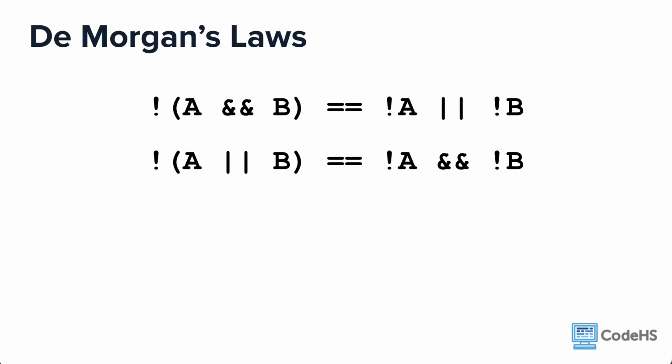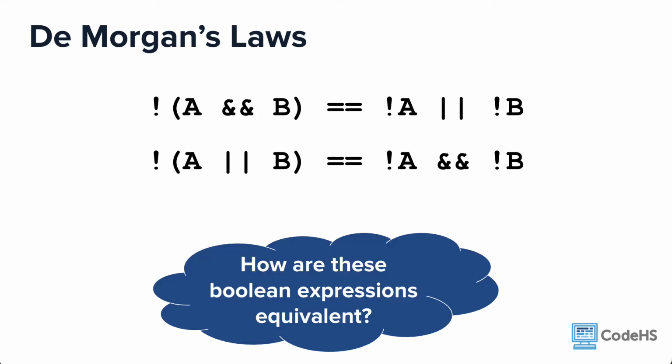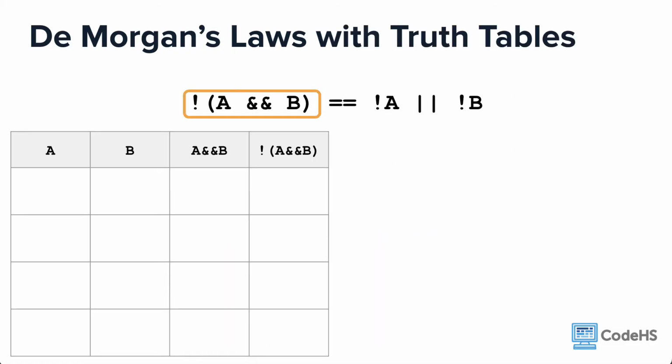When looking at these statements, it's not obvious that these statements are equivalent. You may be wondering, how are these Boolean expressions equivalent? You can use a truth table to prove these expressions are. The left side will focus on not (A and B), and we'll look at every combination of A and B to see what the result is.